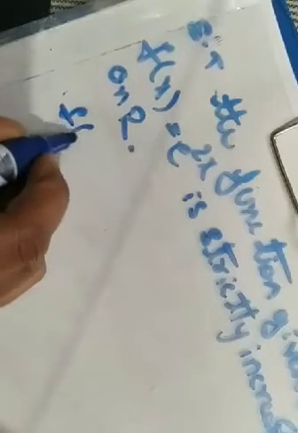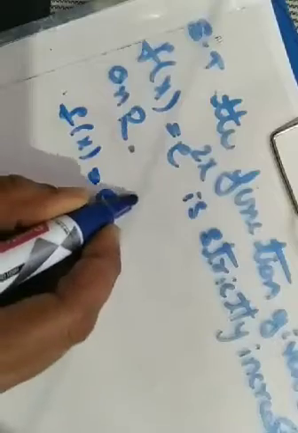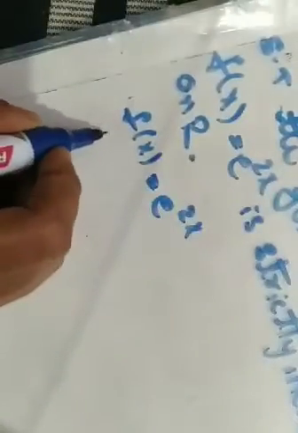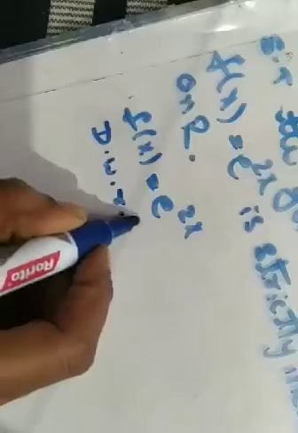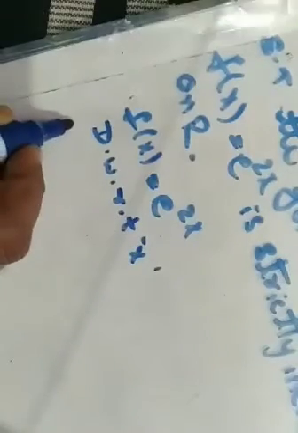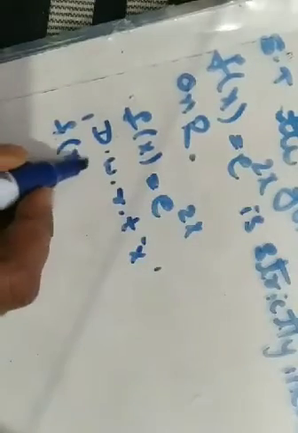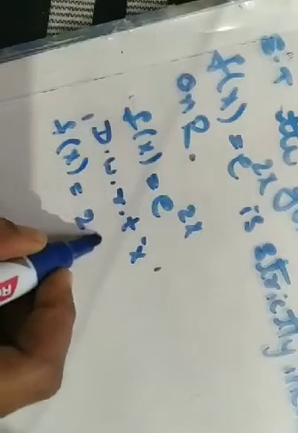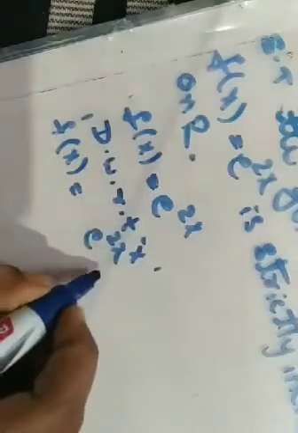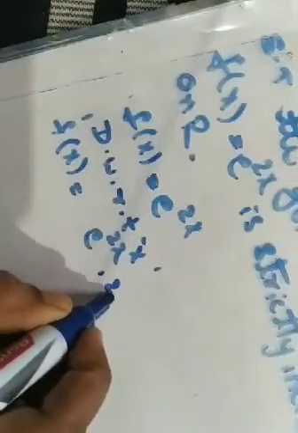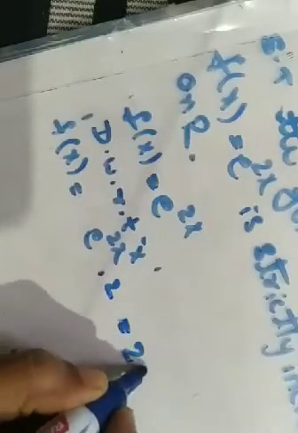If we want to show that it is increasing, we have to show that f dash of x is greater than 0, isn't it? Take f of x equal to e raised to 2x. Differentiate it with respect to x. It becomes f dash of x is equal to 2e raised to 2x. How 2e raised to 2x? If you get confusion, e raised to 2x derivative is e raised to 2x, and 2x derivative is 2. So that is equal to 2e raised to 2x.